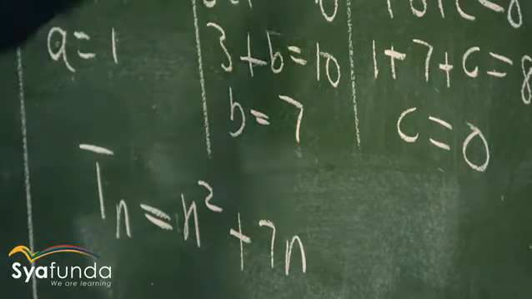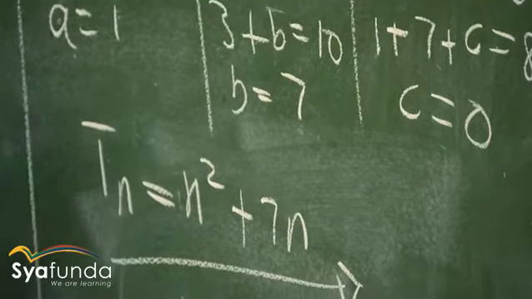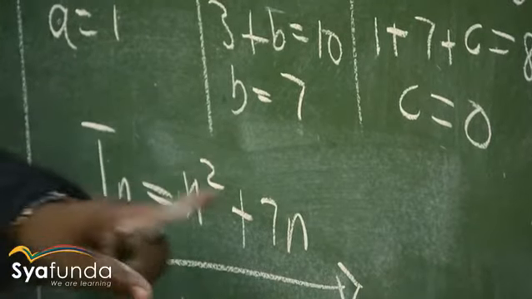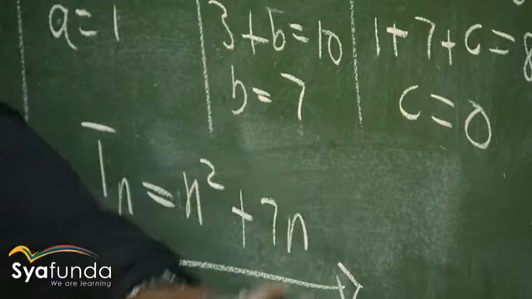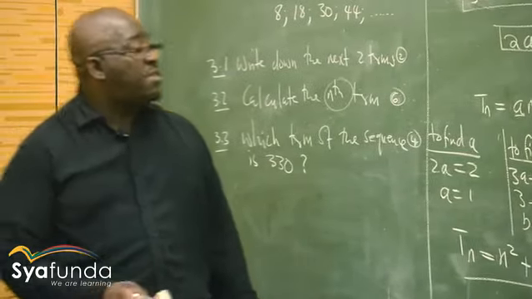What is the value of c? Plus 0. So this is our nth term, the general term. In this particular case, the value of a is 1, the value of b is 7, the value of c we don't have, which is 0 in this particular case. That is how we find the nth term.